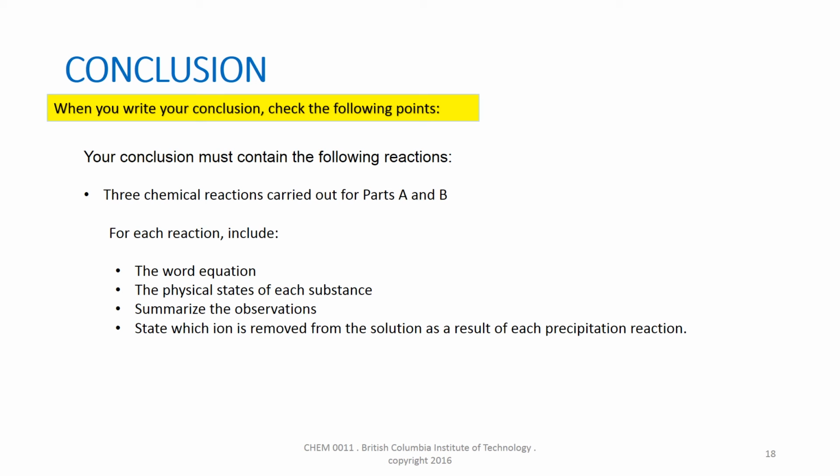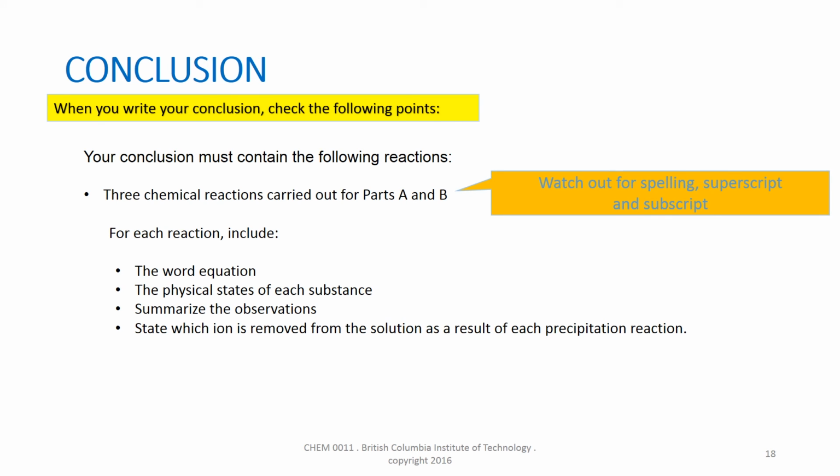The 3 chemical reactions carried out in parts A and B must be included in the conclusion. Watch for spelling, superscript, and subscript. For each reaction, include the word equation and the physical states of each substance. Summarize the observations for each reaction and state which ion is removed from the solution as a result of each reaction.